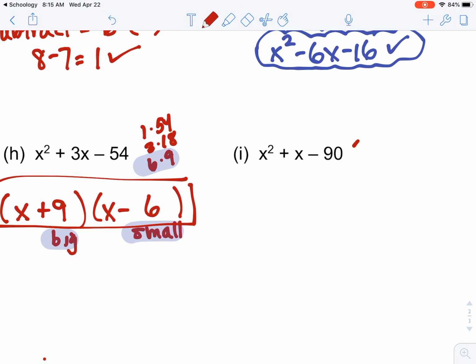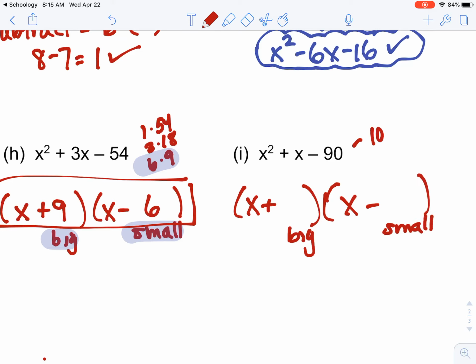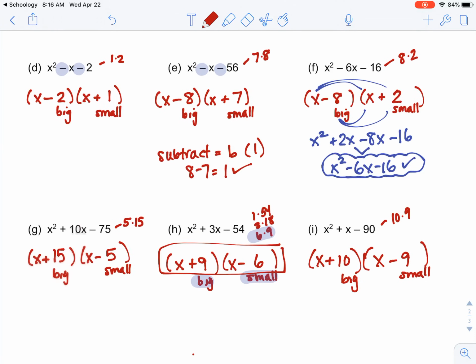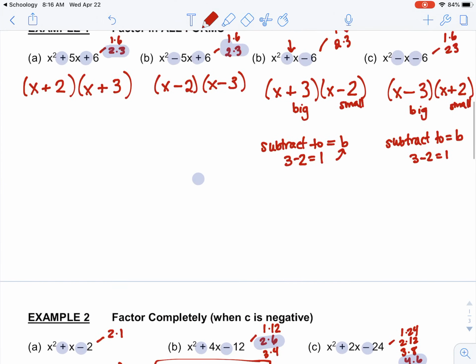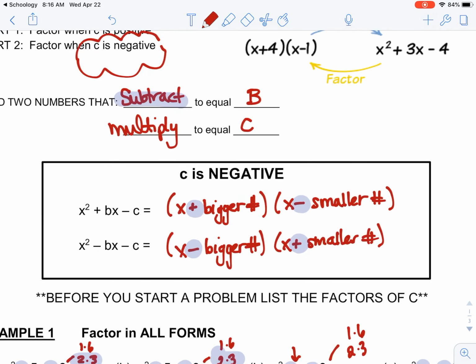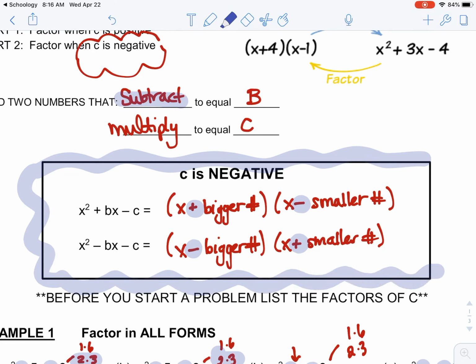Okay, last example. We're going to have x plus the big times x minus the small. And we have 10 and 9. So there are our factors. Okay, so when you're doing your homework, this box here on notes A, or I'm sorry, the first part of notes B and this part, right? That's what I would use to reference as you're doing your work.